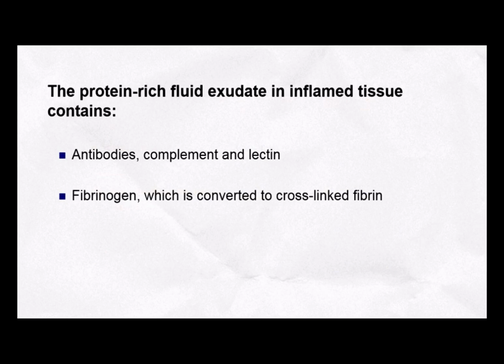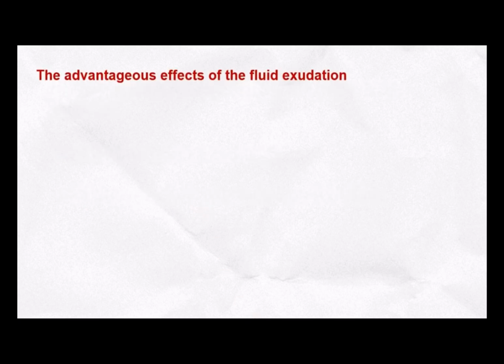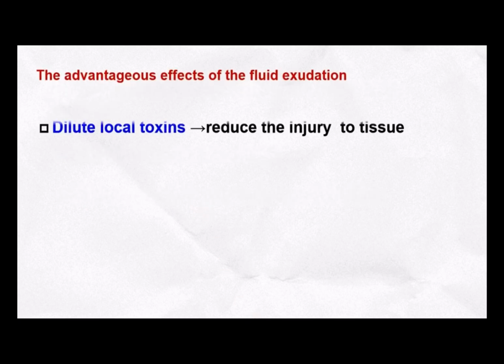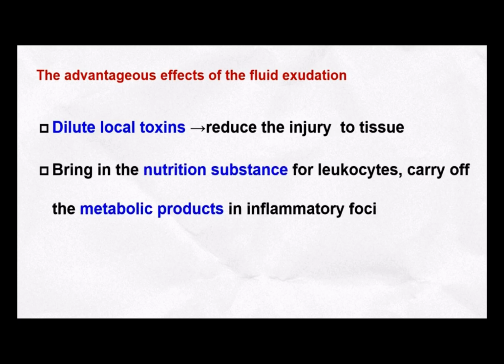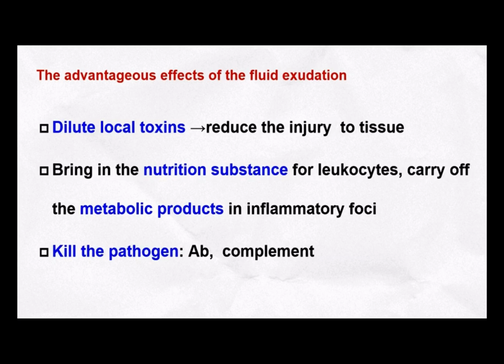The protein-rich fluid exudate in inflamed tissue contains antibodies, complement, and lectin, which coat bacteria before phagocytosis, and also contains fibrinogen, which is converted to cross-linked fibrin. There are some beneficial effects of the fluid exudation. The exudate can dilute local toxins and reduce the injury to tissue, bring in nutritive substances for leukocytes, and carry off the metabolic products in inflammatory foci. Furthermore, the exudate that contains antibodies and complements can kill the pathogens.